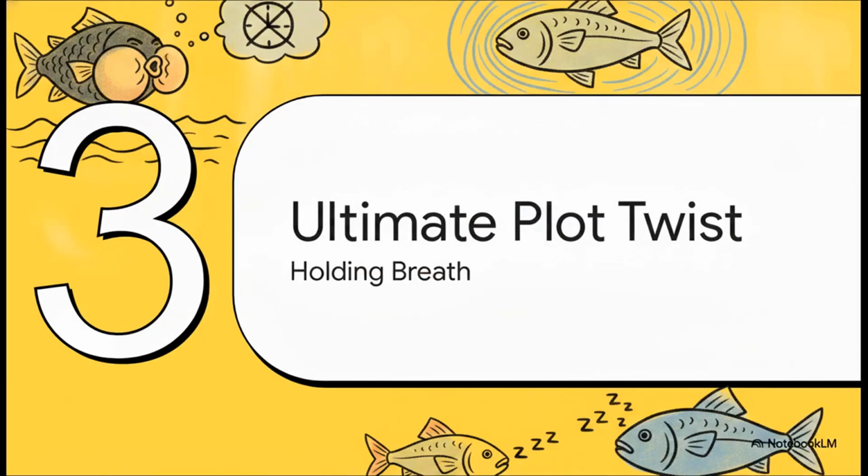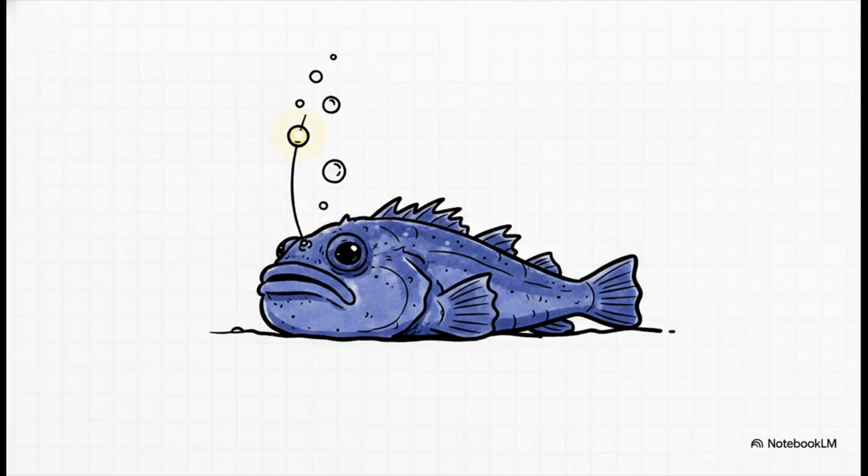Okay, so we've seen fish that pump water, ram water, gulp air, and breathe through their skin and intestines, which naturally leads us to Section 3, the ultimate plot twist, holding breath. Because what if the very best way to save energy on breathing is to just stop breathing? Meet Chaunax umbrinus, a deep-sea ambush predator closely related to the anglerfish.